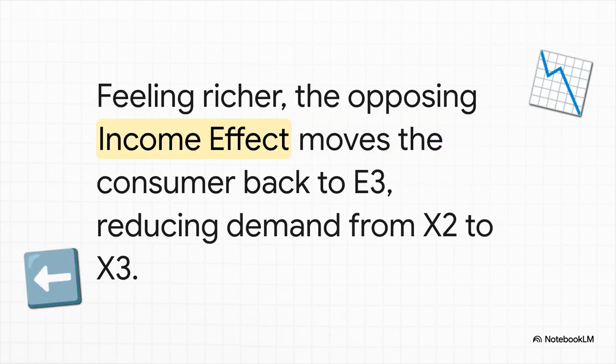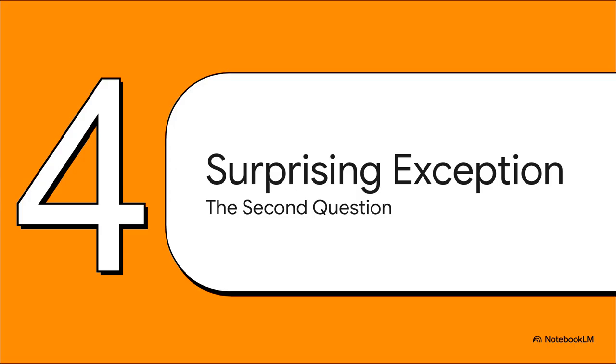But wait, we're not done. That price drop also made our consumer feel richer. And since this is an inferior good, what happens? The income effect kicks in and works in the opposite direction. Look, it pushes them from E2 backwards to our final spot, E3, on a totally new indifference curve. And notice what happened to the quantity. It actually decreased from X2 back down to X3. Okay, so that's how we derive the curve.